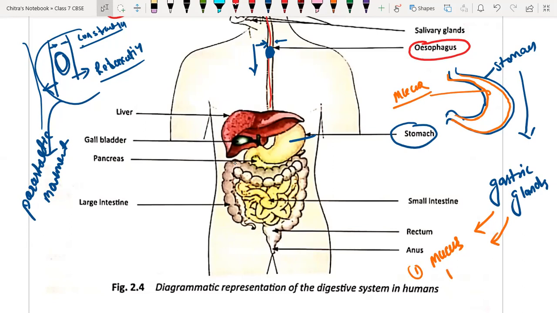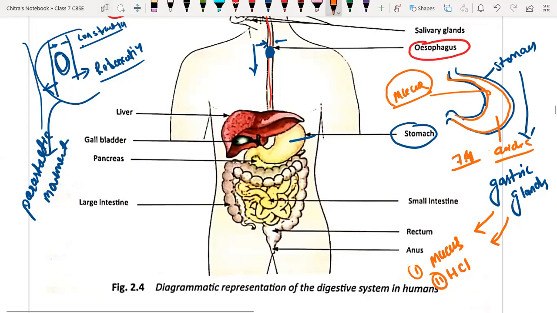The second product is hydrochloric acid, HCl. We know our body works at a pH of 7.4, meaning our body's pH is basic in nature, but in the stomach we have HCl, so it is acidic. Due to the action of acid, the inner lining wall of the stomach may get damaged, so mucus protects the inner lining wall of the stomach from the action of hydrochloric acid. Understood, everyone? Now, the third product is called pepsinogen.